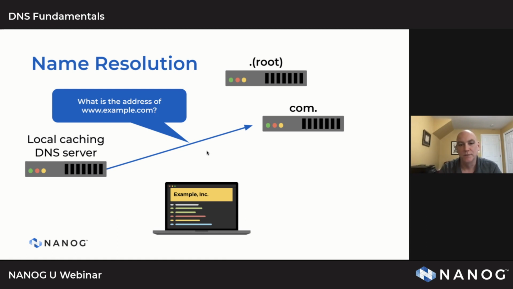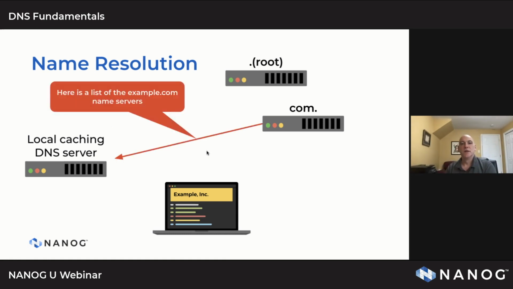Again, this delegation part is critical. So that's what the com servers send back to this resolver. I also want to point out, this local caching server is recursive, and all the ones that I'm listing here on the right-hand side are all authoritative, because remember, on the authoritative side, that's where we put data into the DNS. On the resolver side, that's clients trying to seek out what that data is.